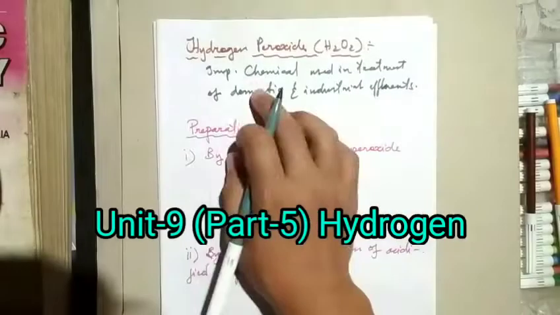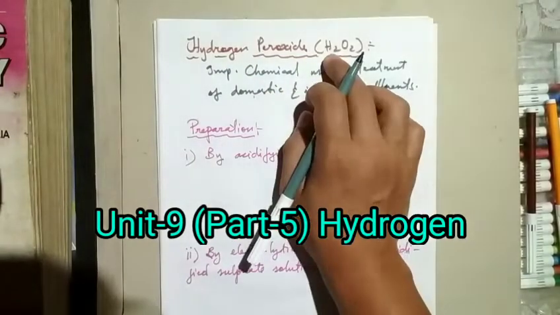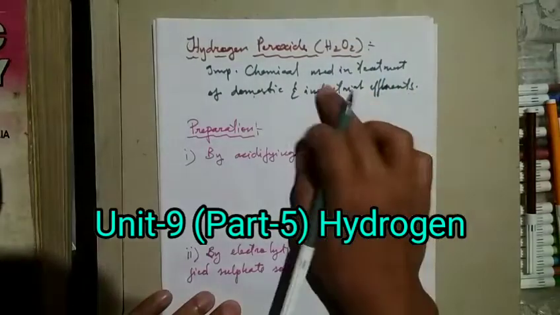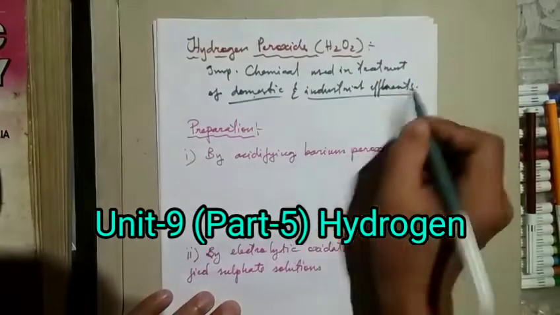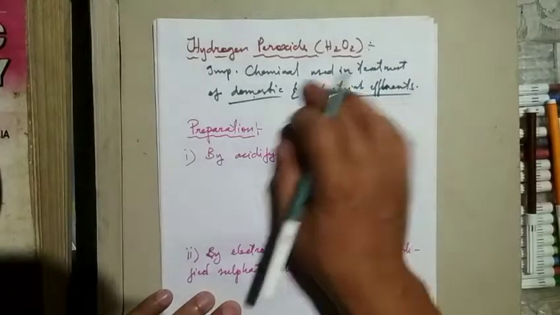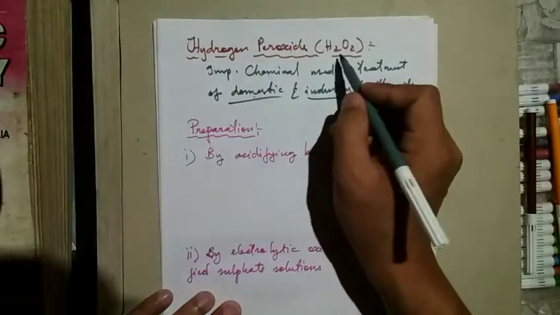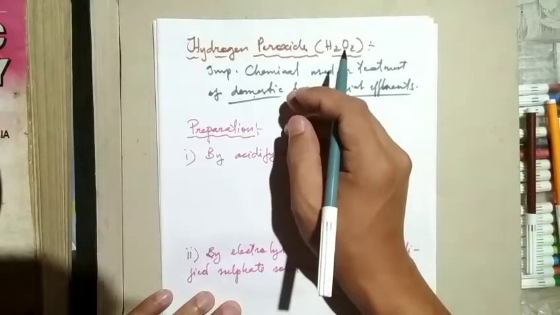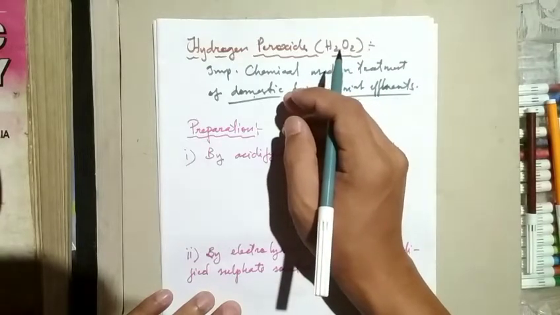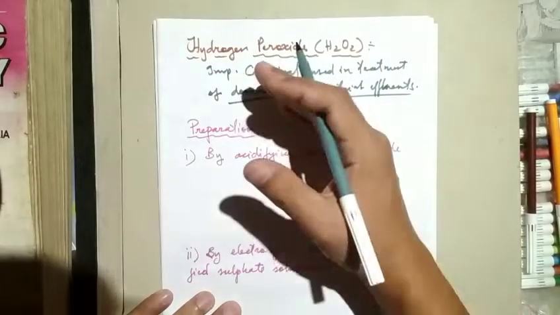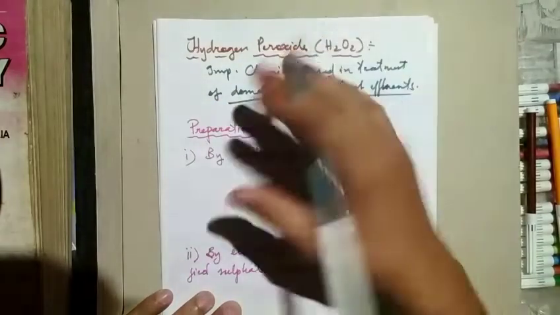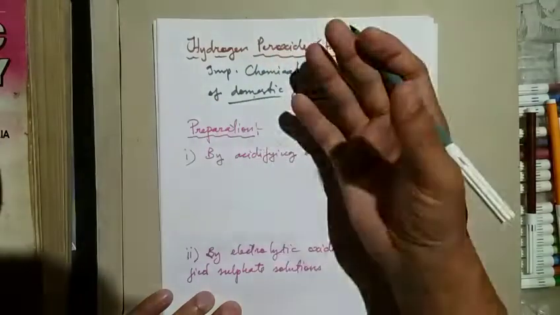Today our discussion will be hydrogen peroxide, chemical formula H2O2. It is an important chemical used in treatment of domestic and industrial effluents. This chemical, H2O2 or hydrogen peroxide, is also used in green chemistry. Green chemistry means environmentally friendly. So it is also used in green chemistry to control pollution.